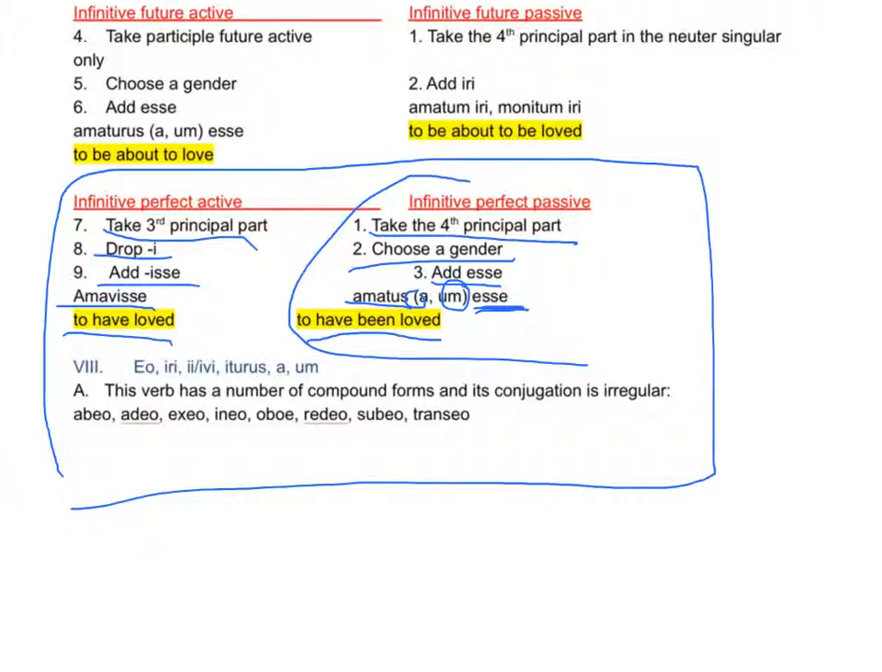Last little note in this chapter is that the verb eo, ire, ii or ivi, itus, which means to go. Note it has two forms for the perfect, two alternative forms that are perfectly regular once you start them, but they have a different base, a different theme. This verb, the book points out, has a number of compound forms, and its conjugation is irregular. It directs you to the appendix in the back of the book to see the conjugation of the forms.